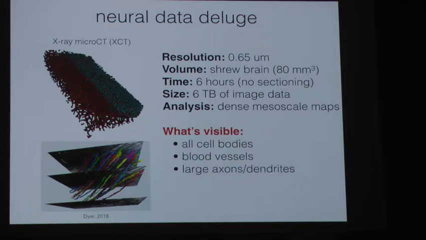And so in order to collect this data, to get an entire shrew brain, which is 80 cubic millimeters at 0.65 microns resolution, takes about 6 hours. And the cool thing about X-ray is that you don't have to actually section the tissue. X-rays can penetrate through much deeper volumes, and so it allows you to get a full 3D reconstruction of a brain volume without having to cut the tissue and stitch it back together in the end. And so the types of things that we can reconstruct here are these dense reconstructions of mesoscale neuroanatomy.